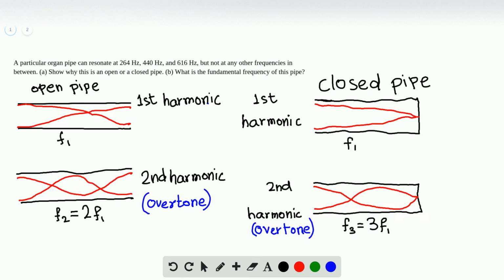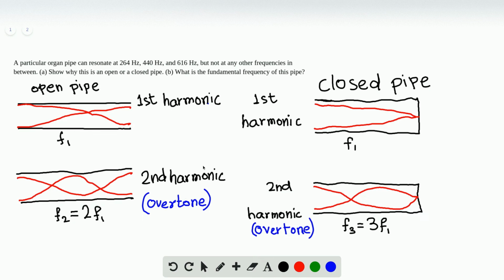As you can see, for an open pipe, you have two antinodes at the ends, and then you have one node for the first harmonic, and for the second harmonic, you have two nodes and two antinodes. So for an open pipe, there are always going to be antinodes at the ends, and for a closed pipe, you will have one node at the end because it's closed, and then on the other end, you can have an antinode.